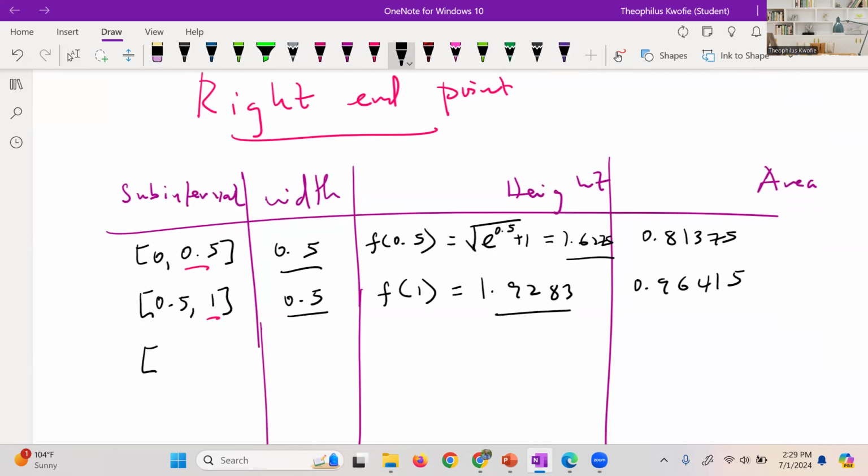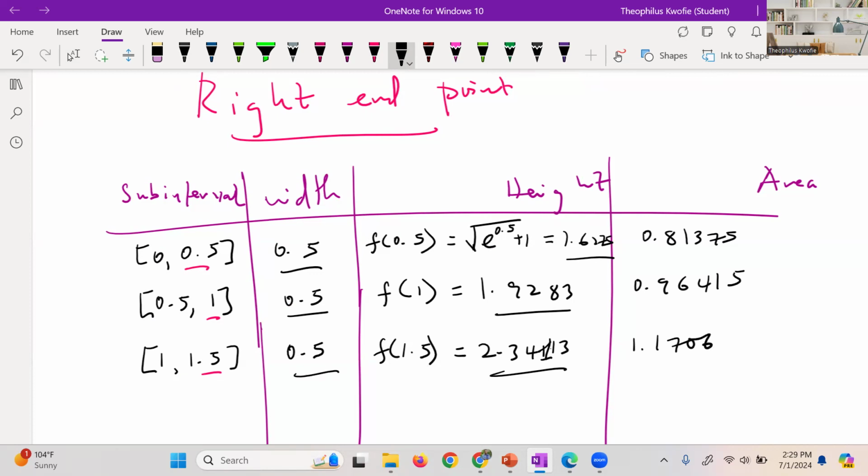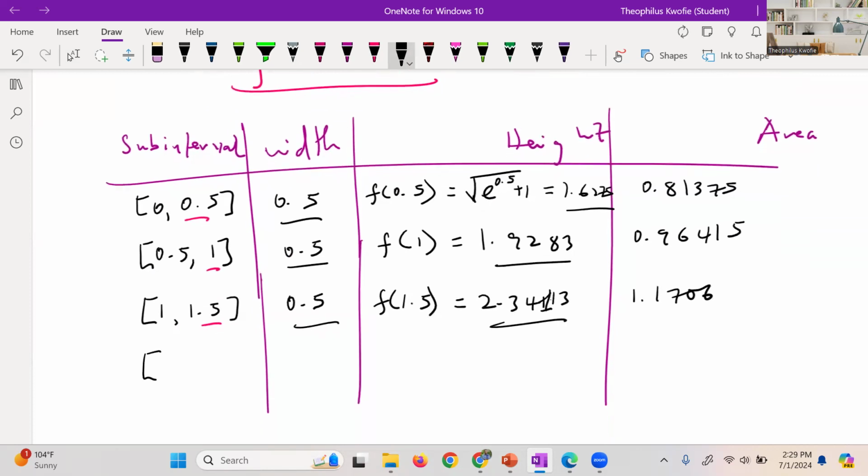With the next subdivision, we're going to have 1 to 1.5, and the width still remains the same as 0.5. Then we plug the right endpoint, which is 1.5, into the integrand, and that should give us what? That should give us 2.3413. Then we dot the width and the height, and that should give us 1.1706.